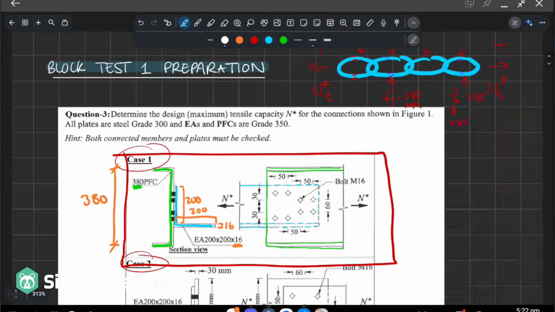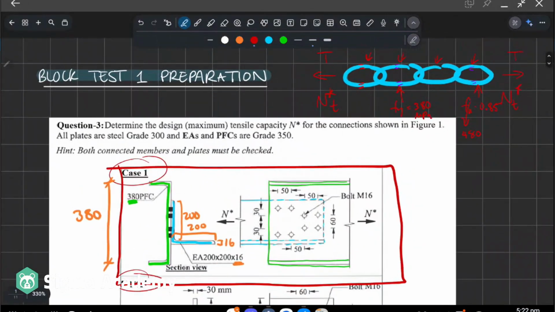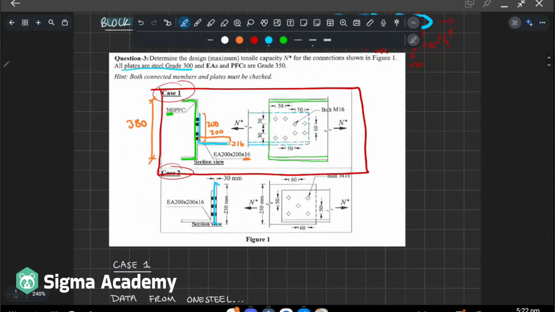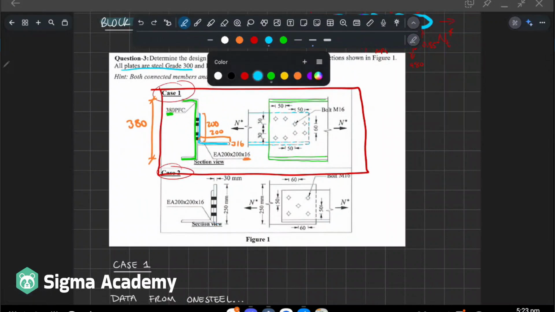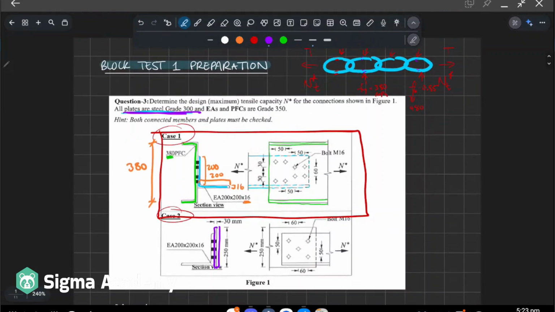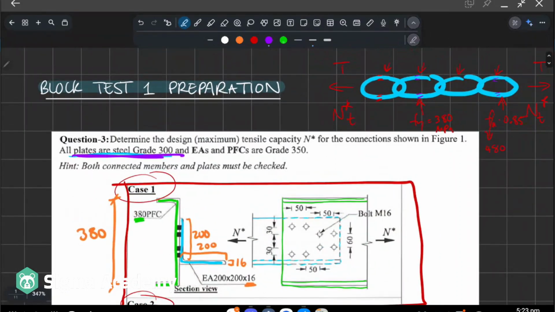Okay, I forgot to mention this part. It says that all the plates are grade 300, but the plate, I'm running out of colors. Plates, I'll do in purple. The plate, which is the flat plate here, is in case 2. So we'll ignore that for now.